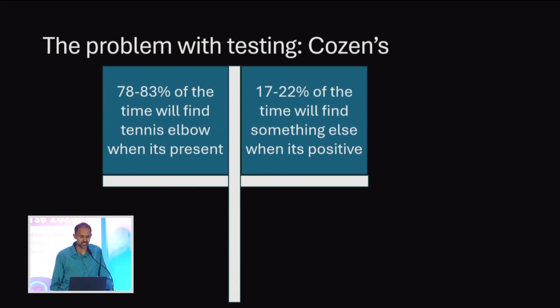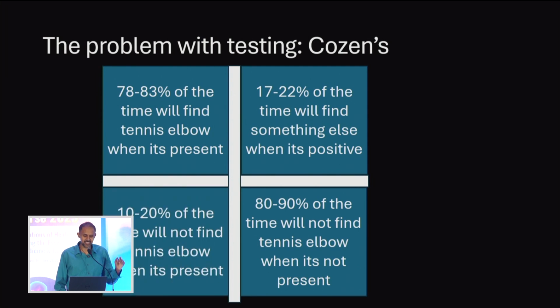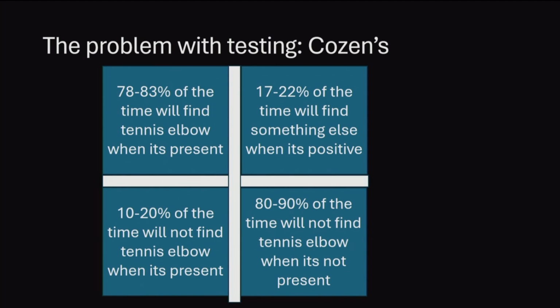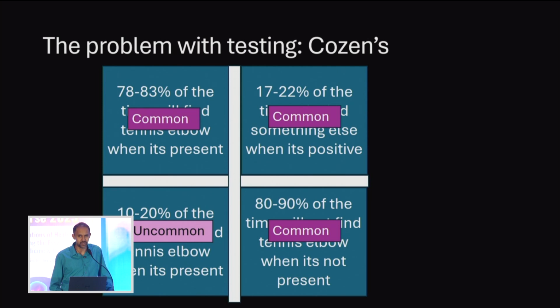The other side of it is, 80 to 90% of the time, this will not find tennis elbow when it is not present. The other side of it is, 10 to 20% of the time, it will not find tennis elbow when it is present, and that's a concern. Your history makes you think it's tennis elbow. You do the test, it comes out negative, but everything makes you think, no, this really is tennis elbow, but the test is wrong. So this is common, that's common, that's common. This is not so common.